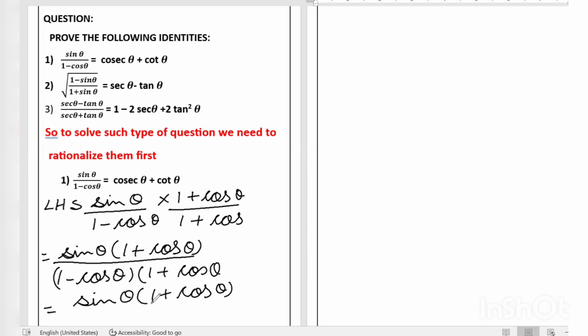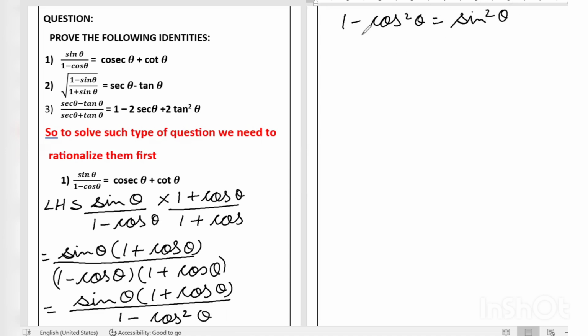Now observe the denominator. In the denominator, we have the form of a minus b and a plus b. So that can be written as a square minus b square. So here we will get 1 minus cos square theta. Now we know that 1 minus cos square theta is sin square theta. So we'll just replace it in the denominator. So we will have sin theta into 1 plus cos theta upon sin square theta.